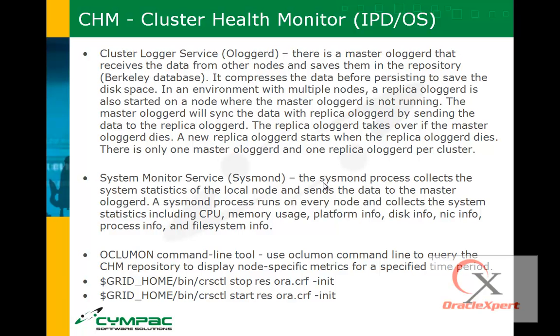That Berkeley DB is a collection of binary files with the extension BDB and log, which are nothing but the redo logs for Berkeley DB. And those are recorded in this format. What is the purpose? To record it in a more meaningful, binary compressed format so that it can produce a more meaningful output by the OCLU-mon command. OCLU-mon is a command line tool. Use the OCLU-mon command line tool to query the CHM repository to display node-specific metrics for a specified time period.